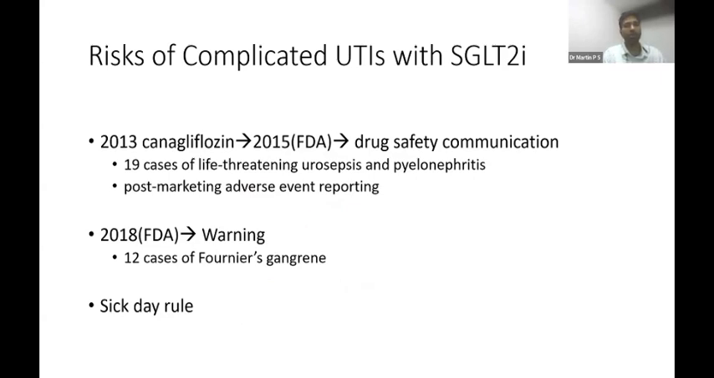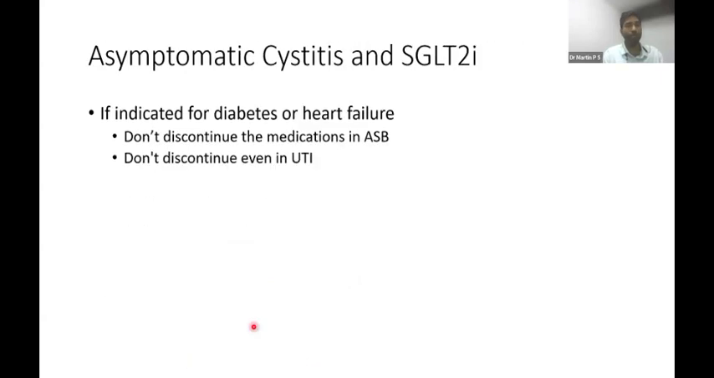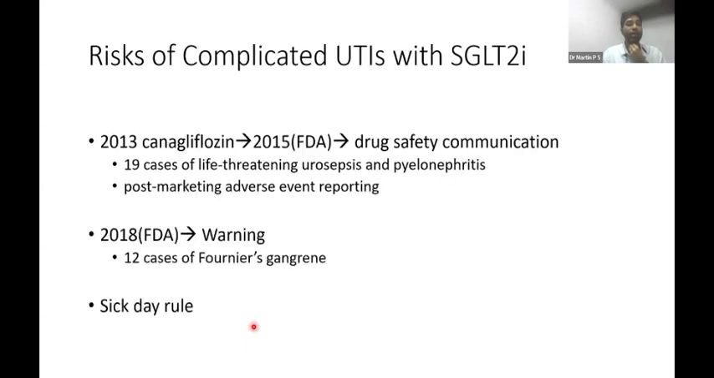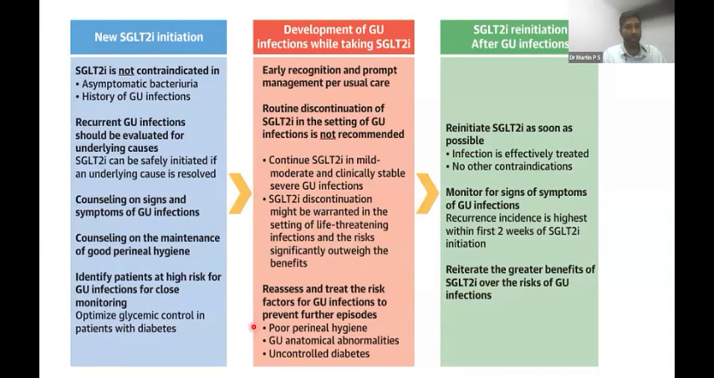So given this big history in the background, how confident will we be to continue these SGLT2 inhibitors in the presence of active UTI? It is a question. It is really a question. But we can hit a middle ground. For example, for new initiation of an SGLT2 inhibitor, if there is no contraindication, and there is asymptomatic bacteriuria with past history of GU infection, but the patient is totally asymptomatic, then it is not contraindicated.